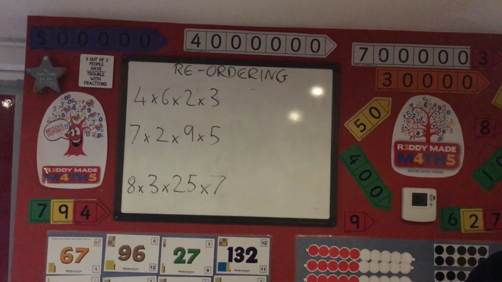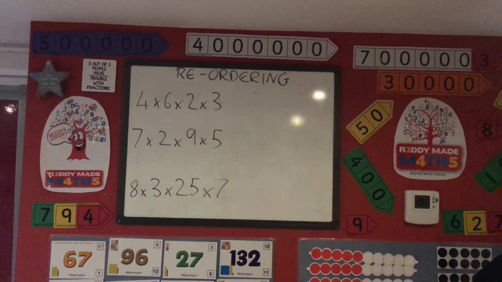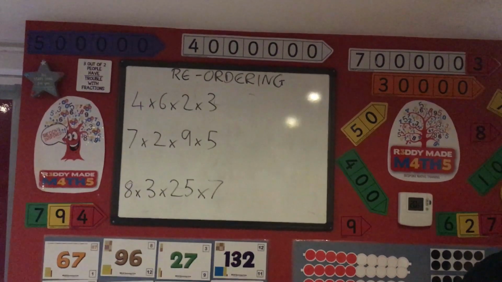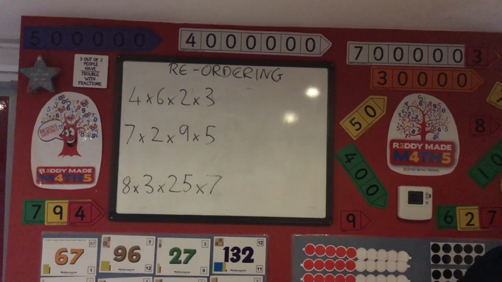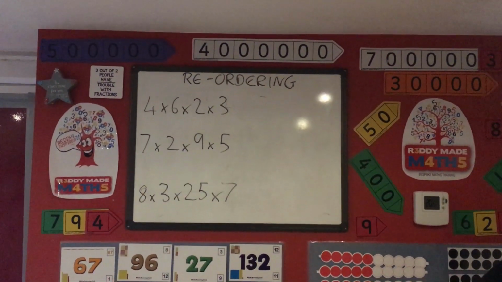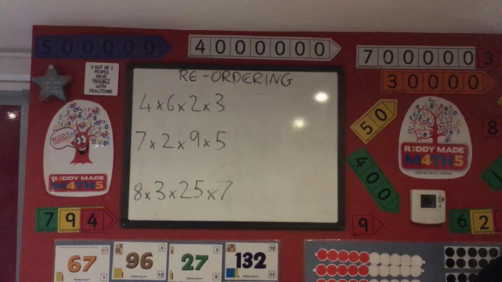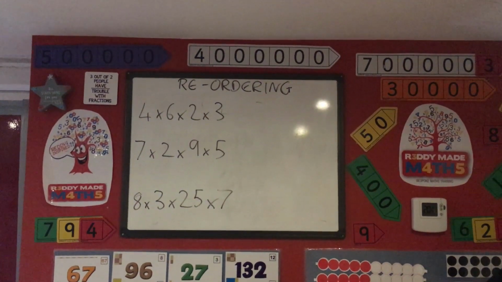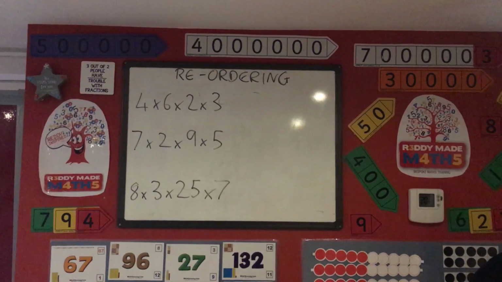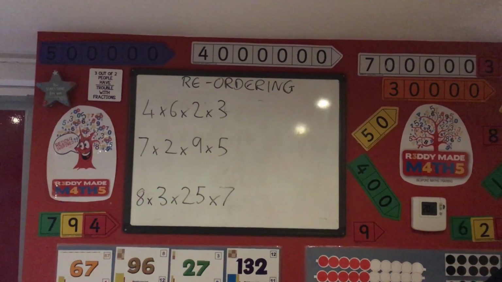It now looks even more complex. We've now got 4 numbers to multiply together. 4 times 6 times 2 times 3, 7 times 2 times 9 times 5, and 8 times 3 times 25 times 7. Can I manage to find a way to rearrange or reorder those calculations to make them easier?